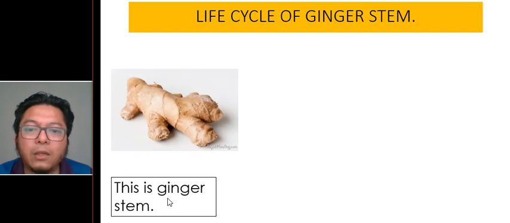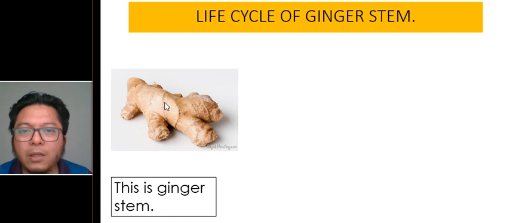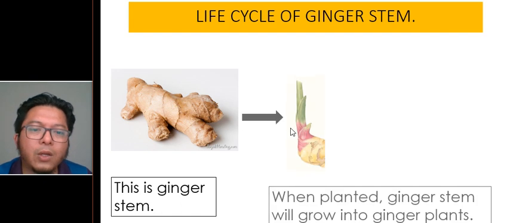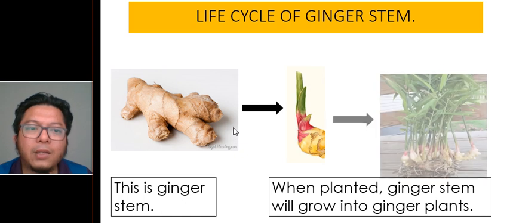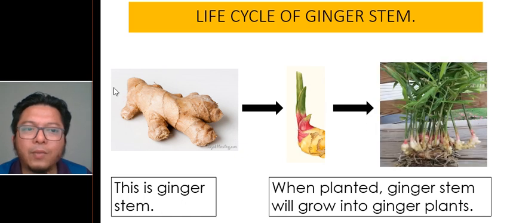This is a ginger stem, so this is ginger stem. It is stem, not roots. Yeah, it would look like roots, but it is not called root. This is a stem. So when planted, ginger stem will grow into ginger plants. It will grow into this big. Okay, this is called ginger bud, if I'm not mistaken. So when you plant it, it will grow leaves like this one, and they will grow more stem, bigger stem, new buds, new stem, and new ginger.